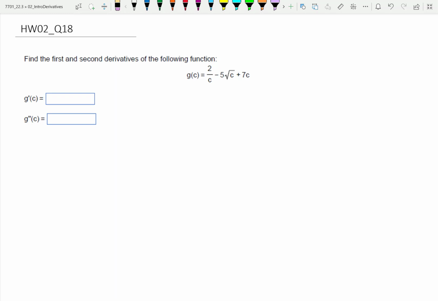Homework 2, question 18, one of the first of the challenging questions. G of c is equal to 2 over c minus 5 root of c plus 7c. Find the first and second derivatives of this function.